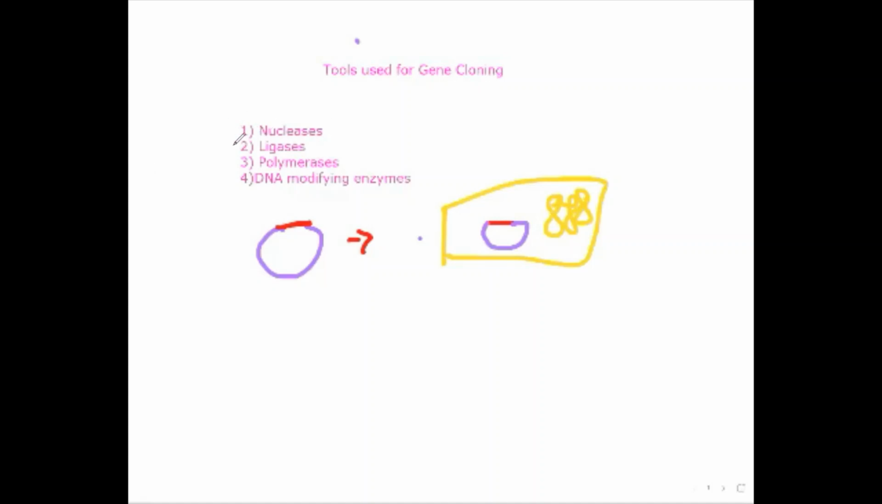So in these steps, we use a lot of tools. Those are nucleases, ligases, polymerases, and DNA modifying enzymes. So let's learn one by one every topic. In this video, we will be only talking about nucleases, and in the upcoming videos, we'll be touching all the other topics. So let's talk about nucleases.